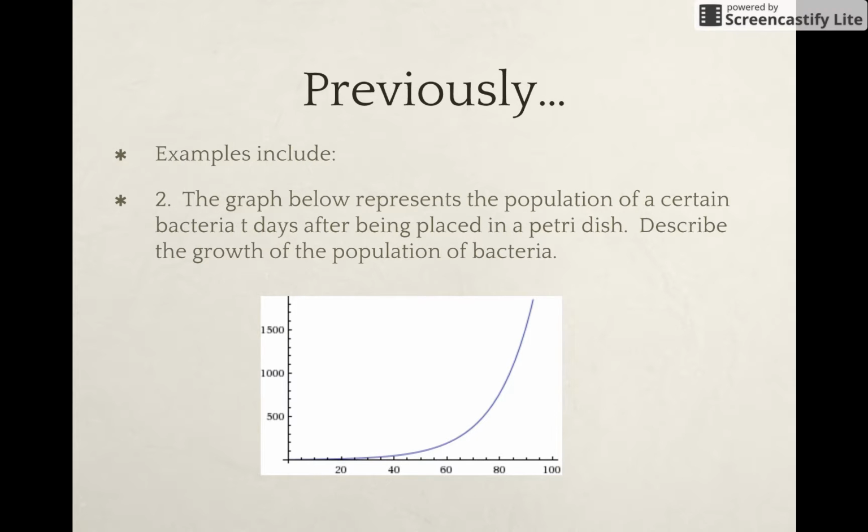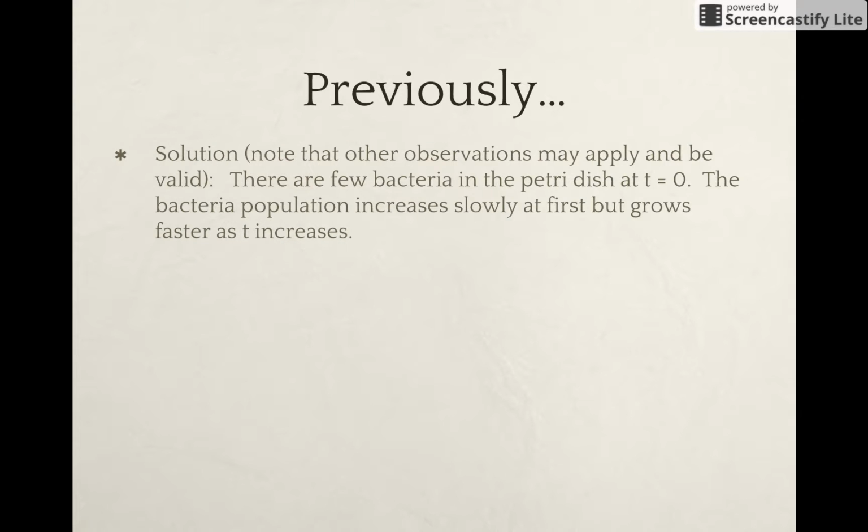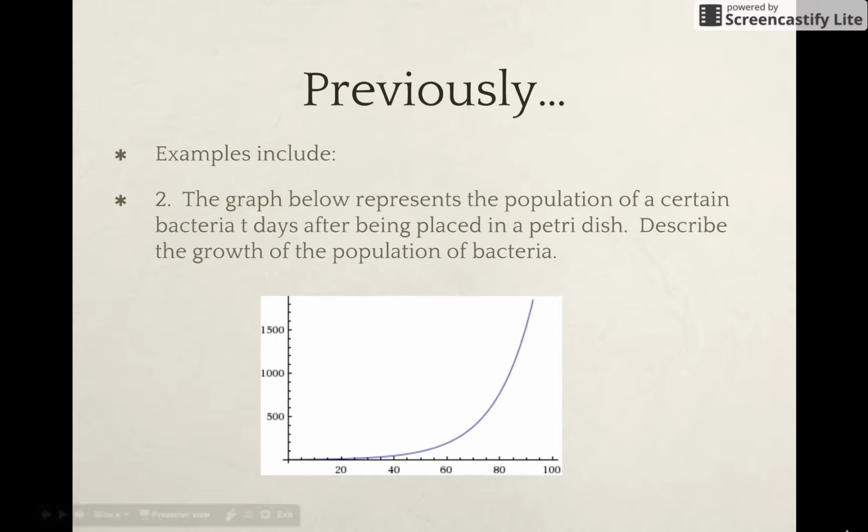We could also examine the graph of the function that models this scenario. And again, we've talked about how we can describe the behavior of the graph and interpret that back to our scenario. So I've done this here, my observations. Some others certainly could be made. There are few bacteria in the Petri dish at time equals 0. I'll toggle back so we can point that out.